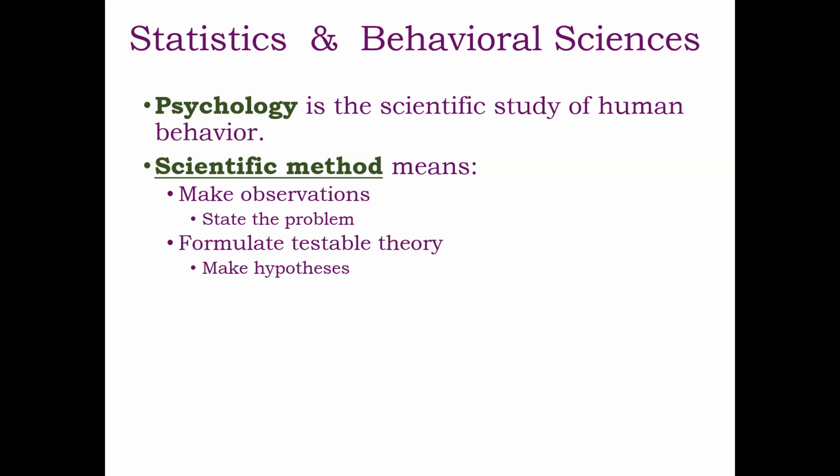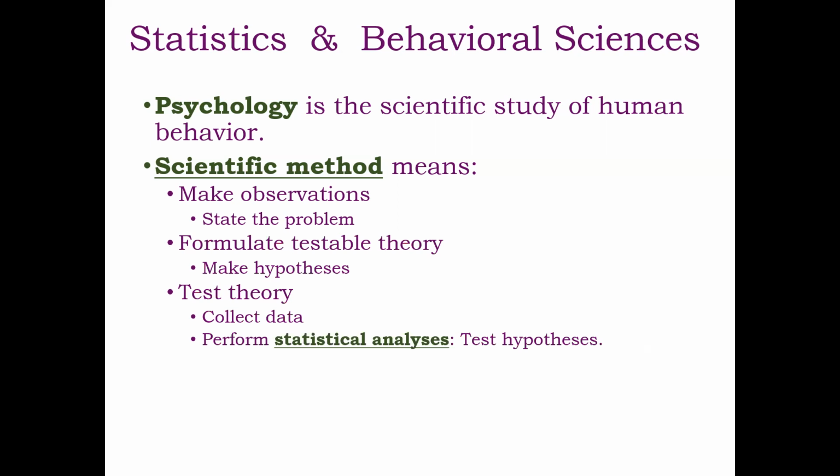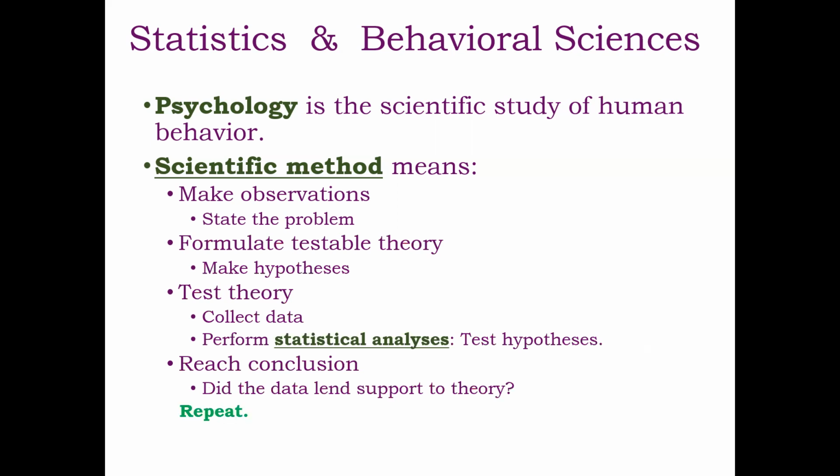You formulate a testable theory and you make hypotheses. Then you test this theory. You collect the data and perform statistical analyses, test those hypotheses, right? This is what we're really going to be doing in this course. Then you reach a conclusion. Did the data lend support to the theory? And then you repeat. If the data lent support, then you repeat just to replicate and maybe replicate and extend. If not, maybe you approach the question from a different angle, right?